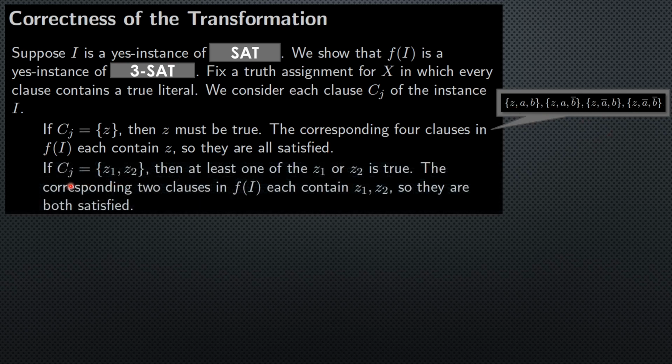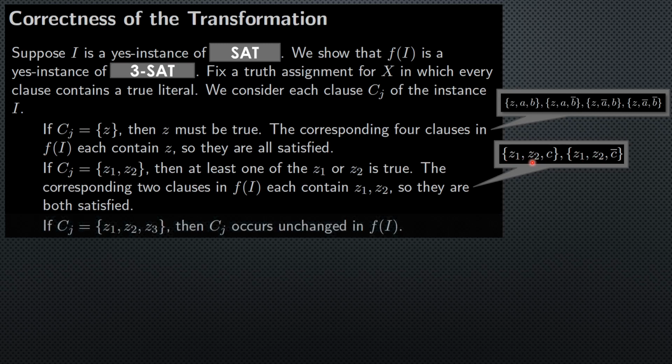Next case. What if the clause in the SAT instance has 2 literals? Then at least one of these has to be true. And the corresponding 2 clauses we create in f of I both contain Z1 and Z2. So both of these clauses have to be satisfied. The third case is where the clause in the SAT instance has 3 literals. That clause occurs unchanged in our transformed input, so clearly that's satisfied as well.